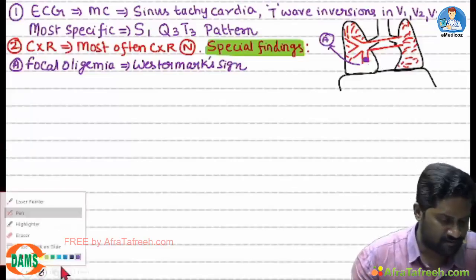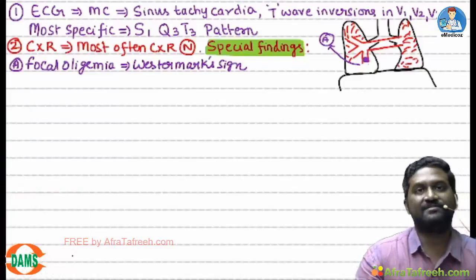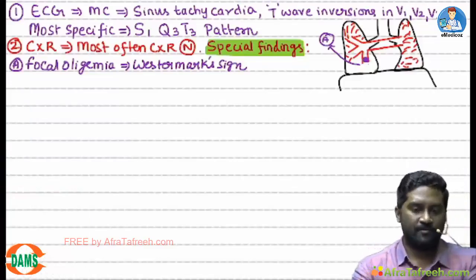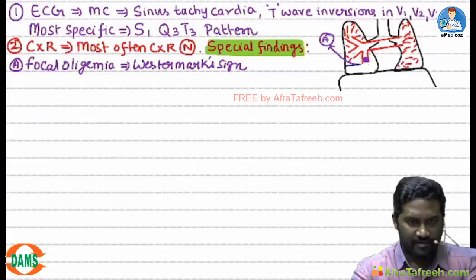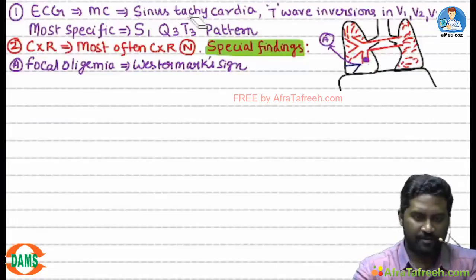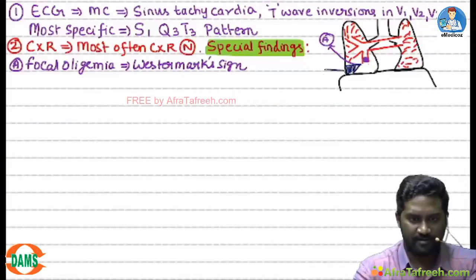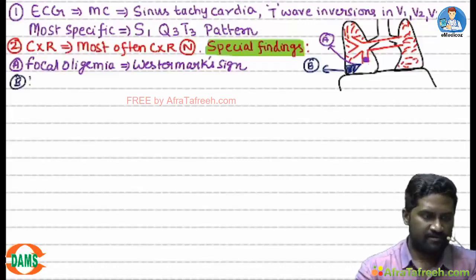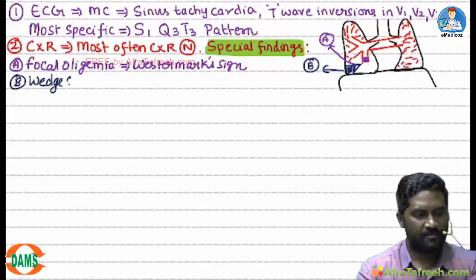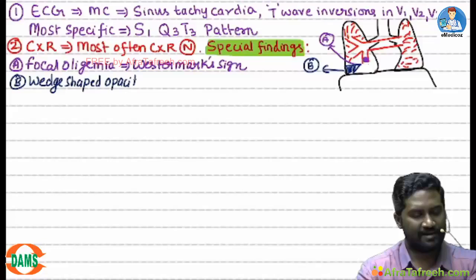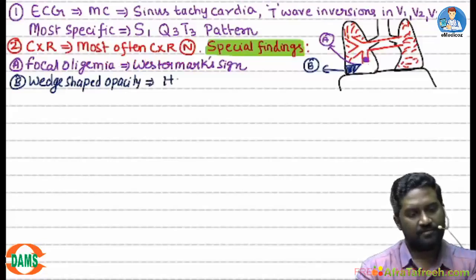As time progresses, the amount of blood reaching the lung will decrease. There will be lung infarction resulting in a wedge-shaped opacity at the diaphragm. This wedge-shaped opacity, lung infarction, is called as Hampton's hump.